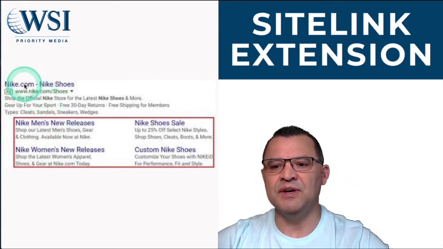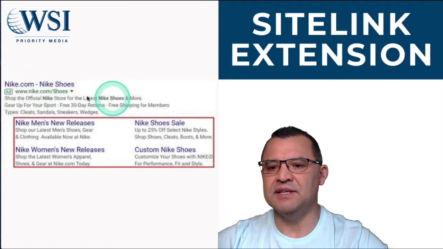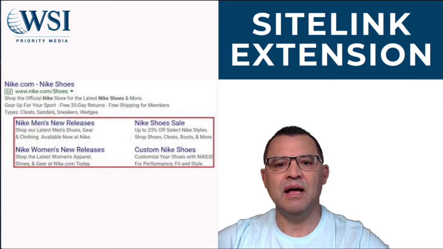This is the default. You get 3 things: title, URL, and description. Just these 3 things that you see right here. All of this right here, these are extensions. So as you can tell, they're giving you more advantages. So always make sure that you take advantage of your site link extensions.